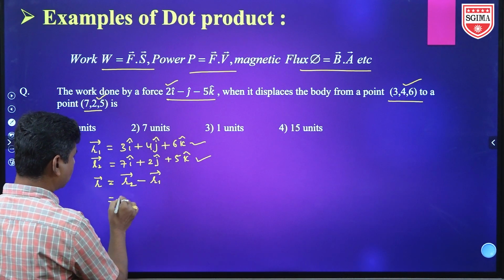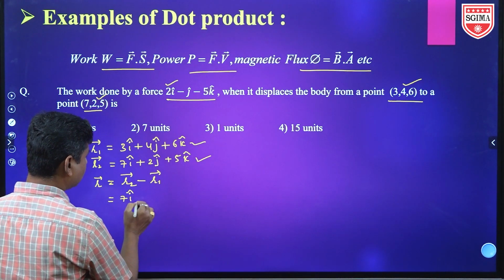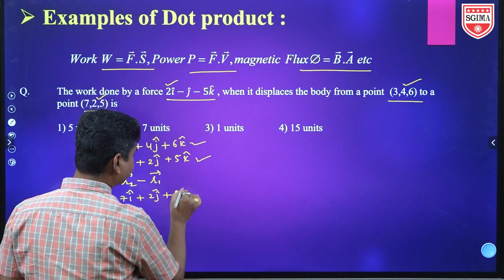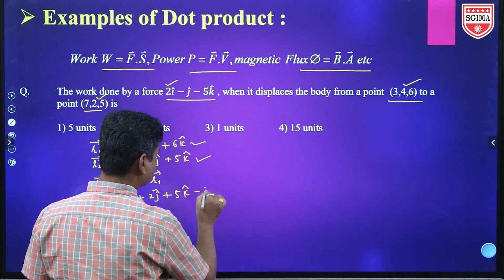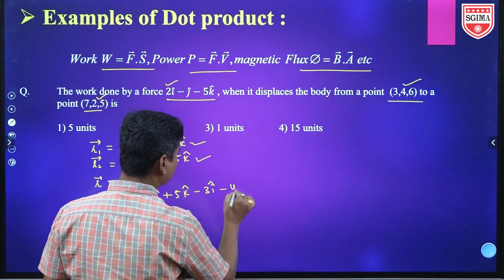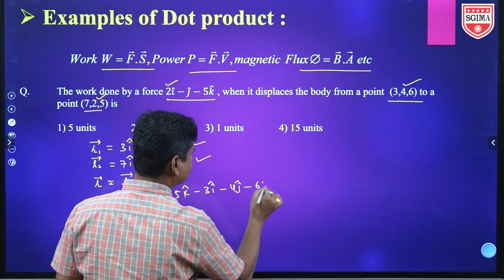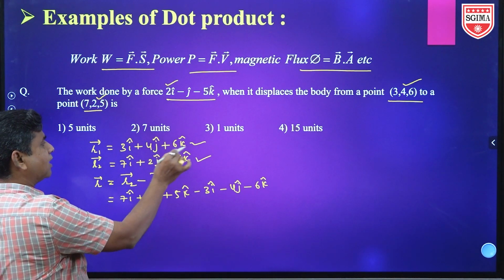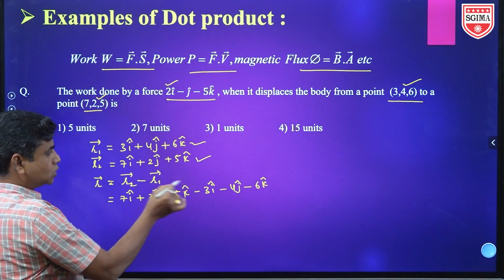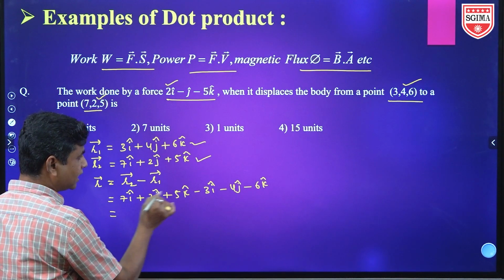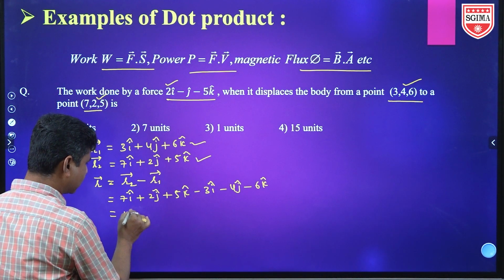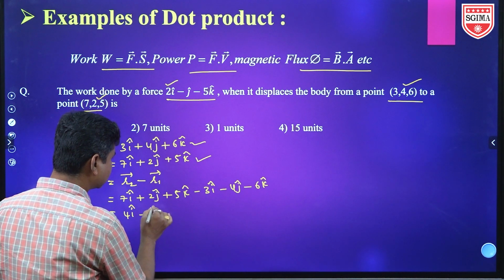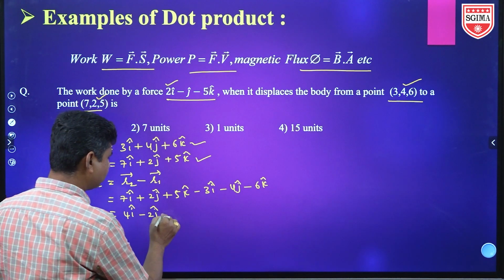So take R2 bar, 7i cap plus 2j cap plus 5k cap, minus R1 bar, minus 3i cap minus 4j cap minus 6k cap. Now, here R1 components are all positive, but with the minus sign they become negative. So multiplying, 7i cap minus 3i cap, 4i cap. 2j cap minus 4j cap, minus 2j cap. 5k cap minus 6k cap, minus k cap.